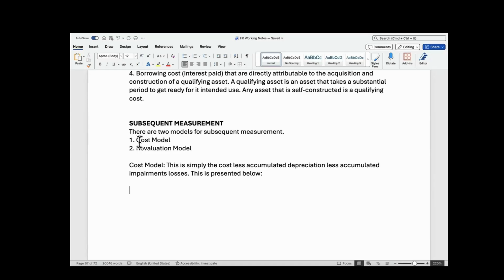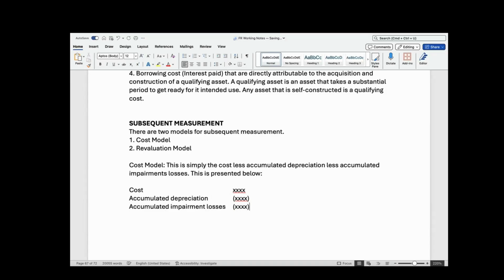Just tell us the model. Model is a formula. So again, like I've mentioned earlier, it's just the cost less accumulated depreciation, less accumulated impairment losses.